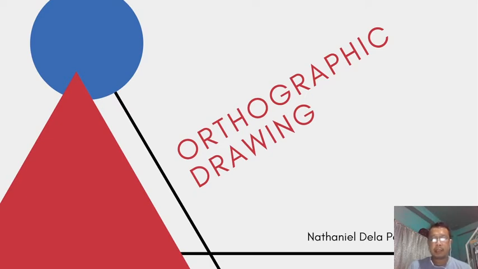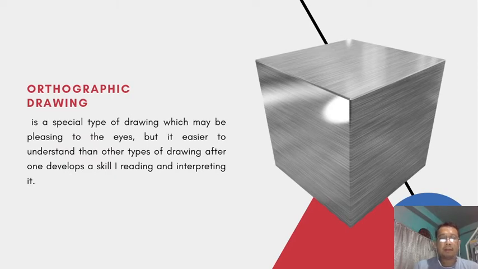Today we're going to discuss orthographic drawing. In our previous lessons, we discussed basic presentations on how we can present different objects in technical drawing. Most of the drawings in our previous topic were more of a one-dimensional presentation of an object, but with orthographic drawing we can present our objects in a way more pleasing to our eyes, and it is also easier to understand the different views of the object.